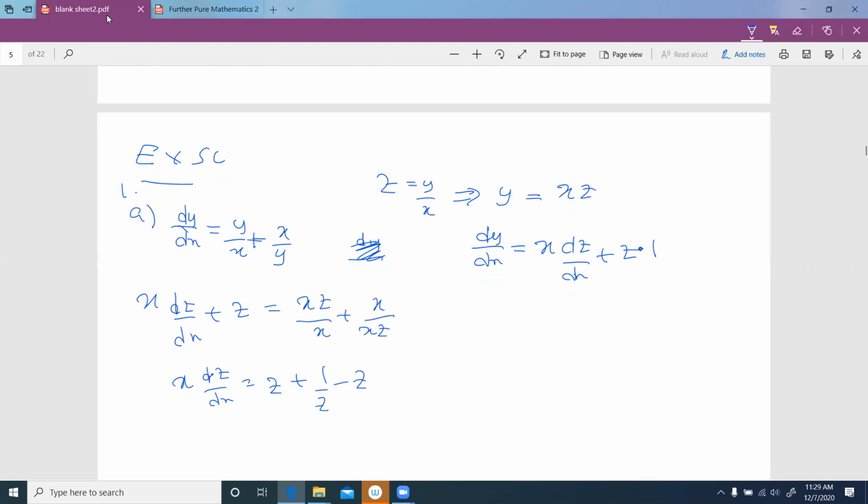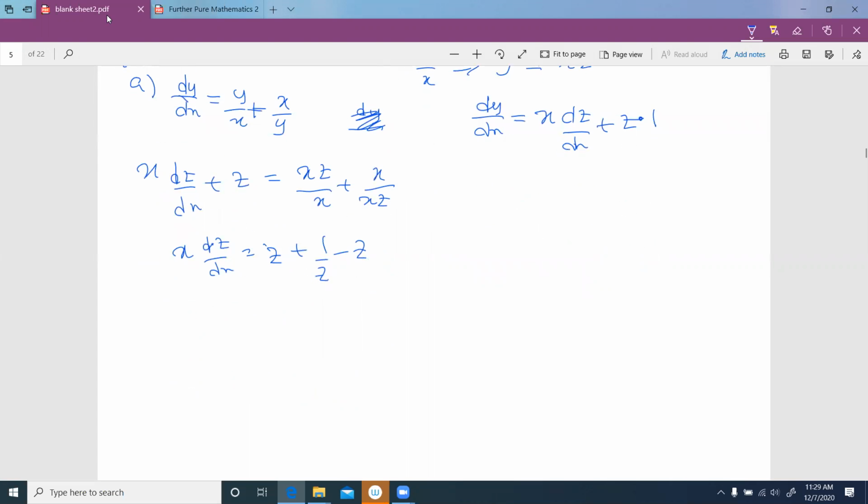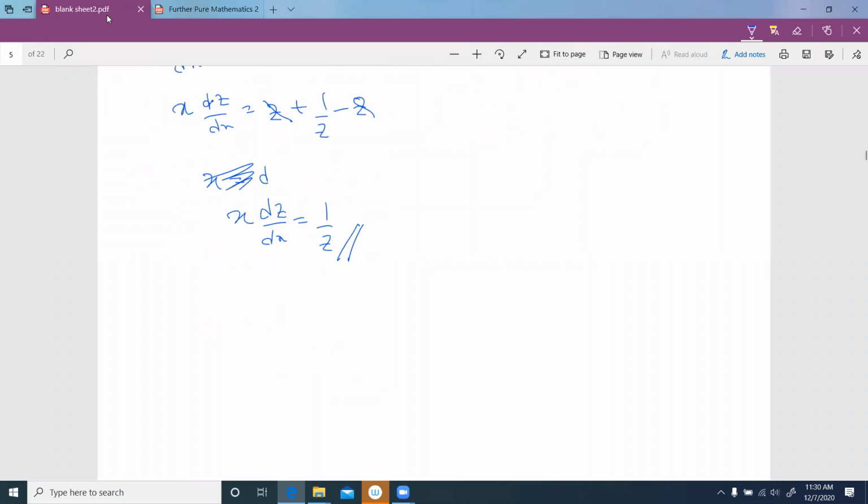With that, you can cancel this z with z, so you can say x dz over dx equals 1 over z. This is the part A answer. Then you have to solve this. How to solve it? You can take the z terms to one side: z dz equals, if you bring this x to the other side, 1 over x dx. Then you can integrate both sides.